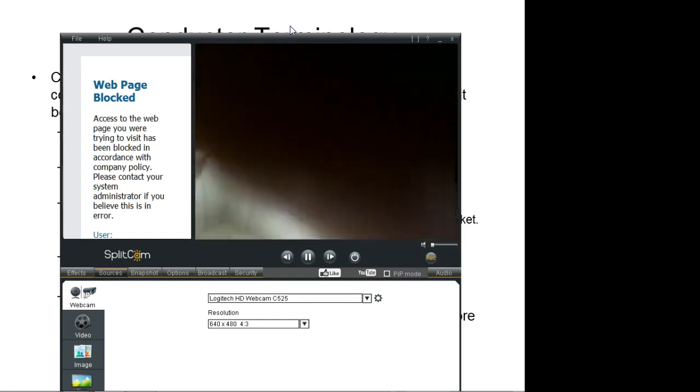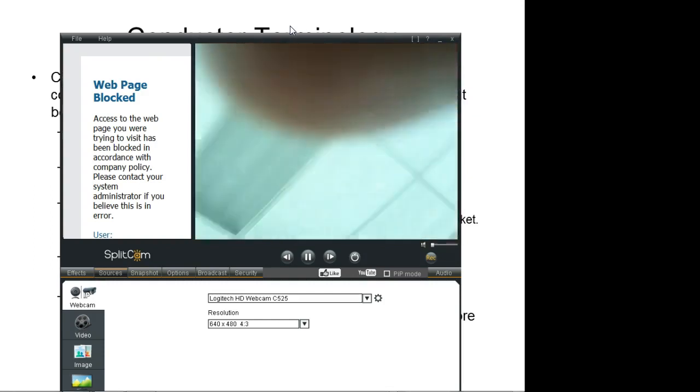What's going on? Can I get my camera to go all the way down?